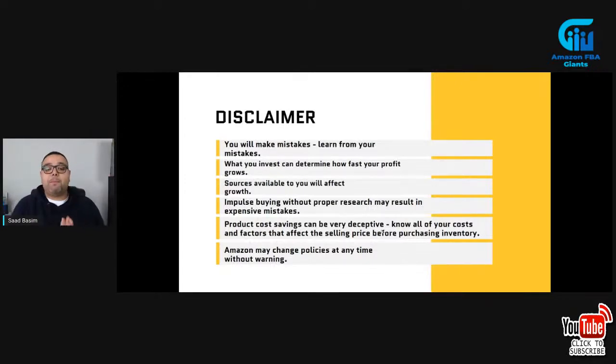Impulse buying without proper research may result in expensive mistakes. Right now, we're talking about retail arbitrage. You go to Walmart, you go buy stuff without doing the proper research, because you need to validate the product. You need to know if this product is selling, if it has a good history, does it have a good profit, is it supporting your ROI? And all that, you need to learn before you just go ahead and buy and see what happens.